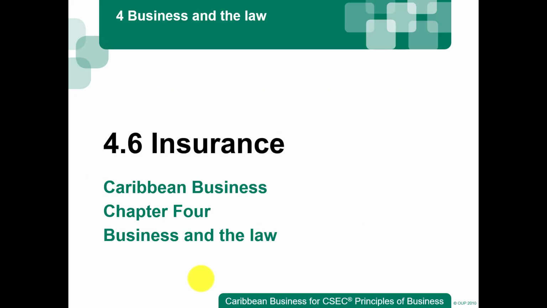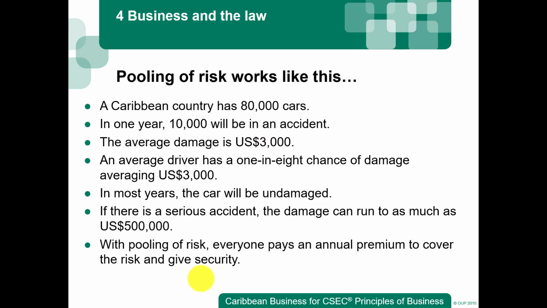Insurance. What is insurance? Insurance is a pooling of risk. Okay, pooling of risk. Now, what does this mean? Let's look at the example right here. A Caribbean country has 80,000 cars. In 1 year, 10,000 will be in an accident. The average damage is 3,000 US. An average driver has a 1 in 8 chance of damage, averaging 3,000 US.